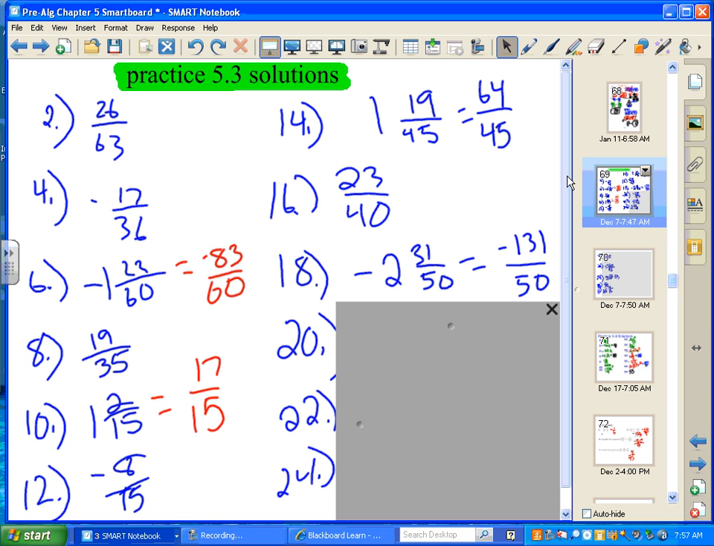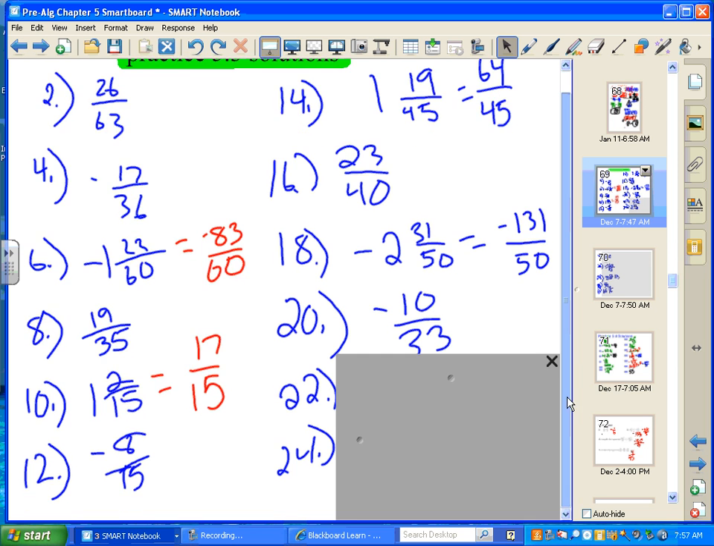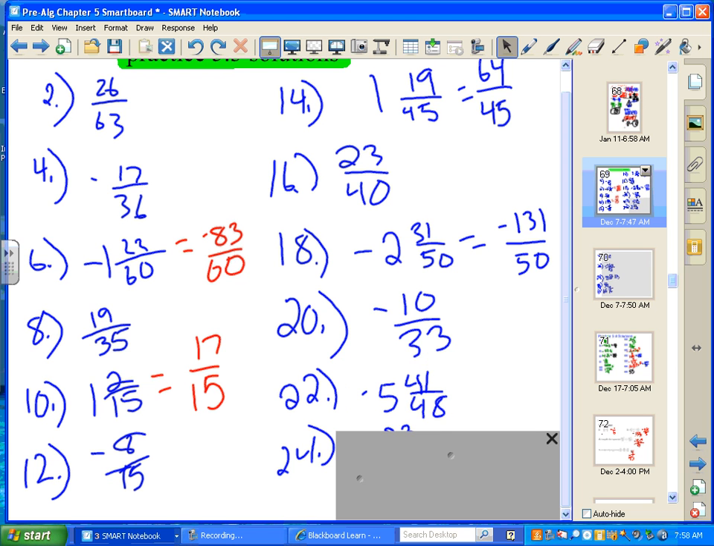Okay, number 20, Briar. Good, -10 over 33. Sean, 22. Nope. These ones are a little tricky. Jeremy? Good. Which is the same thing as negative 281 over 48.